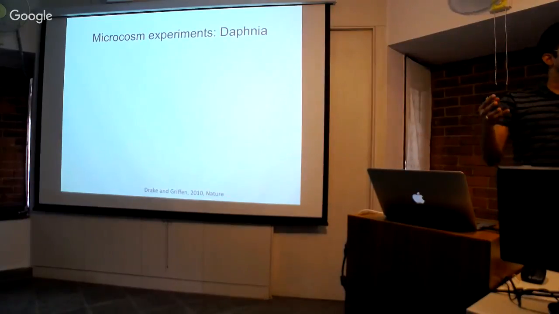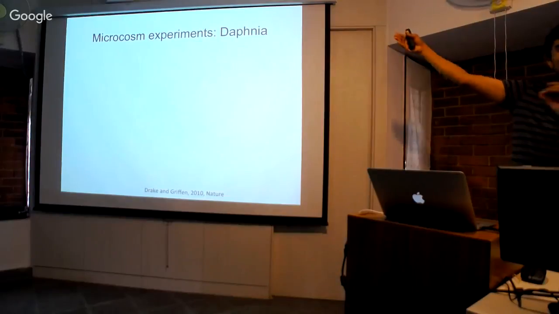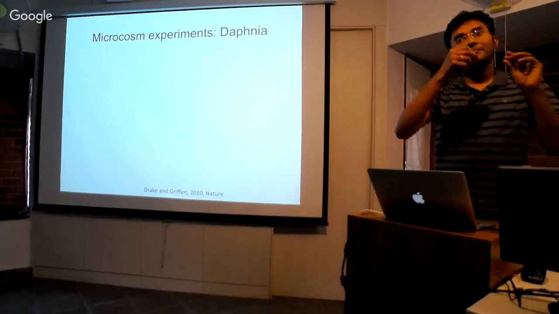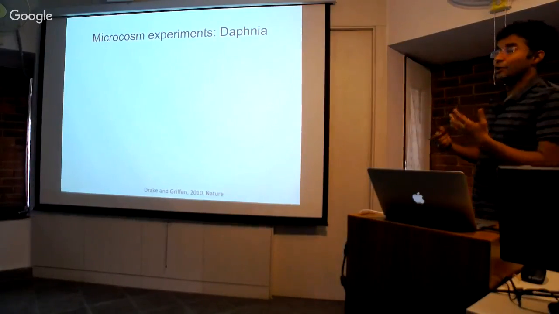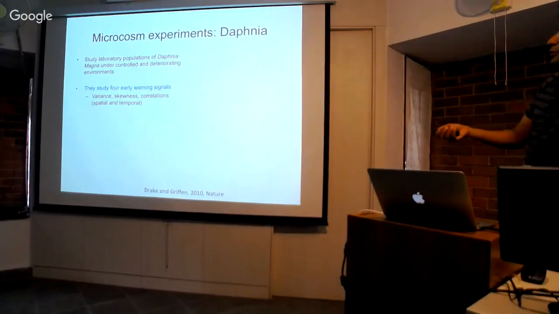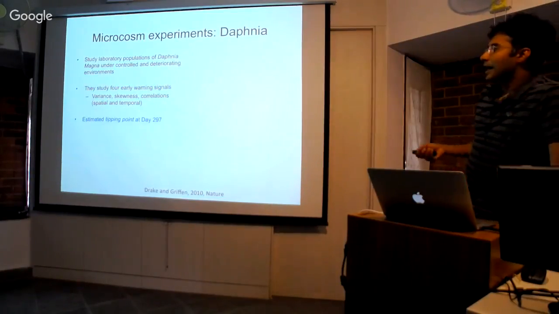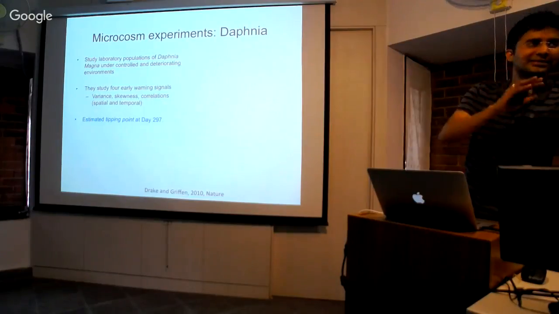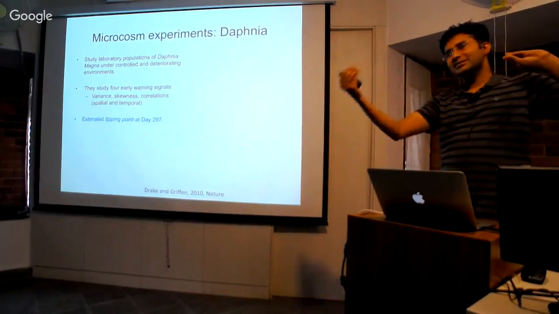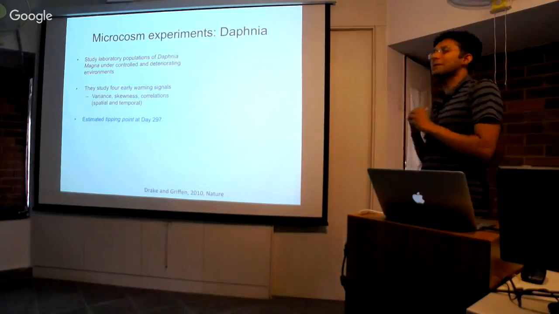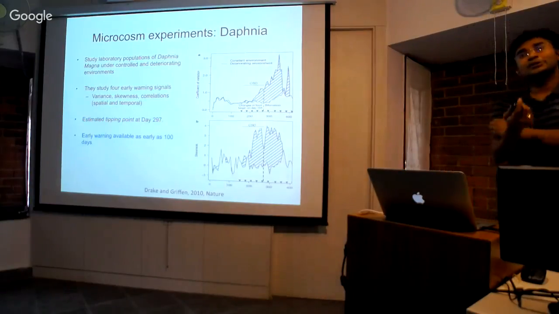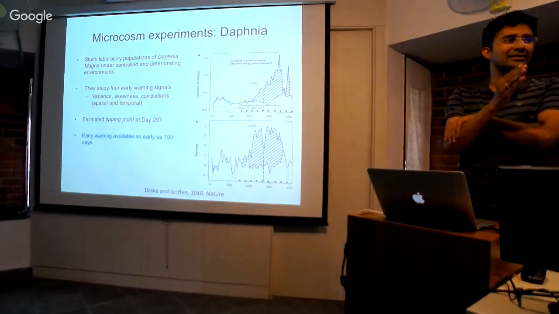They compared the two to see how the trends of the various indicators we proposed, such as autocorrelation in time or variance in population densities, actually change. They studied these early warning signals: variance, skewness, and correlations. It was a year-long experiment, so they were slowly subjecting the populations to increased stress. From their controlled experiments, they know that the tipping point of the stress comes at around 300 days. Now the question is, are they able to detect these signals before day 300?